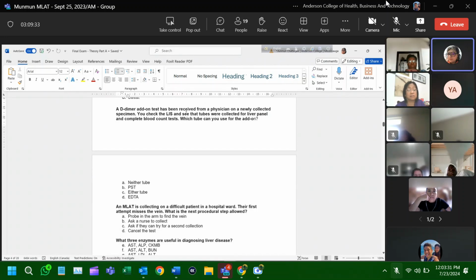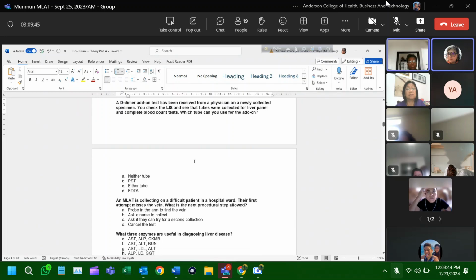An add-on test has been received from a physician on a newly collected specimen. You check the LIS and see that tubes are collected for liver panel and complete blood count tests. Which tube can you use for the add-on?